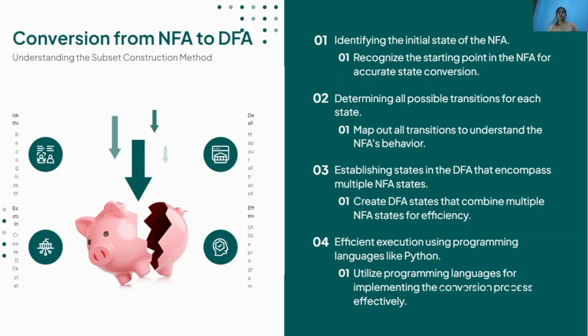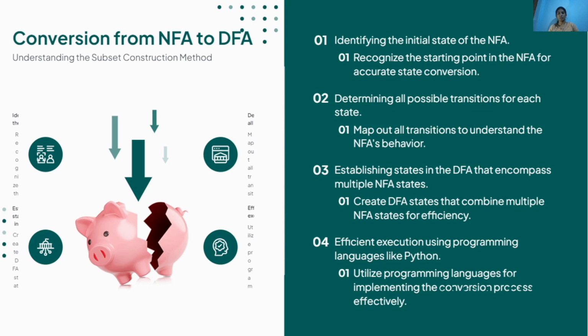Next, how do we convert this NFA into a DFA? We use the subset construction method while solving manually. First we should identify the initial state of the NFA. Recognize the starting point in the NFA for initiating the conversion. The starting state is represented with an arrow mark. Next, determine all the possible transitions for each state. We should determine all the possible transitions from each state. Map out all transitions to understand the NFA behavior.